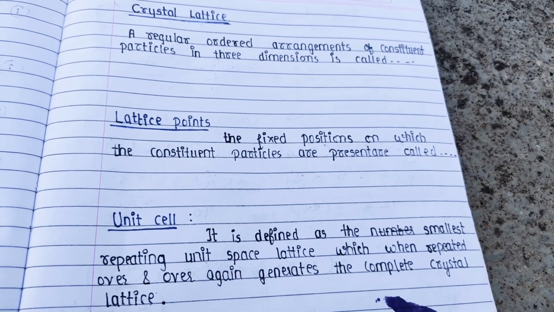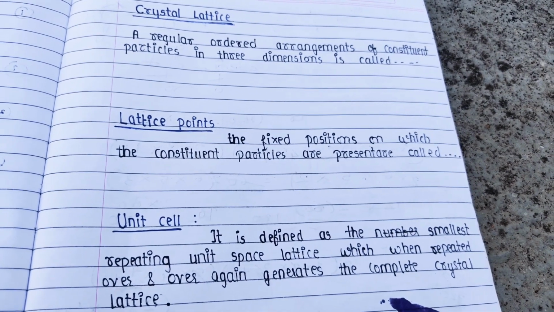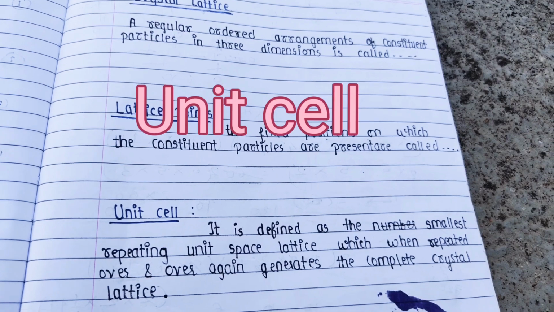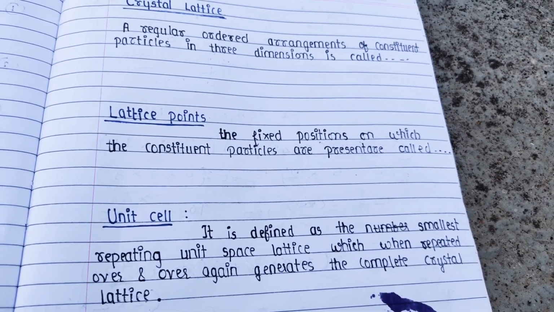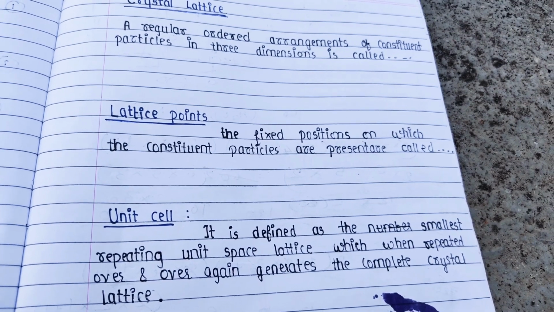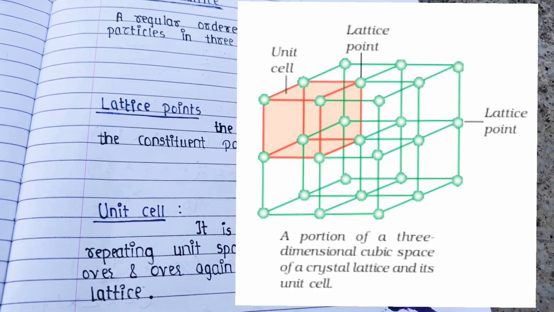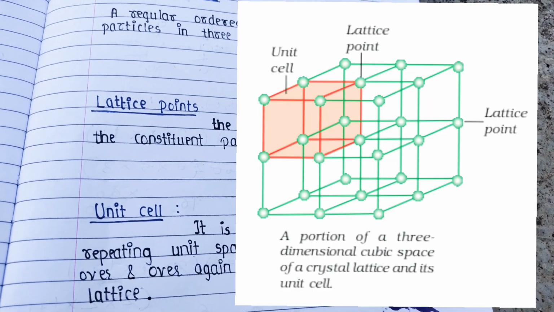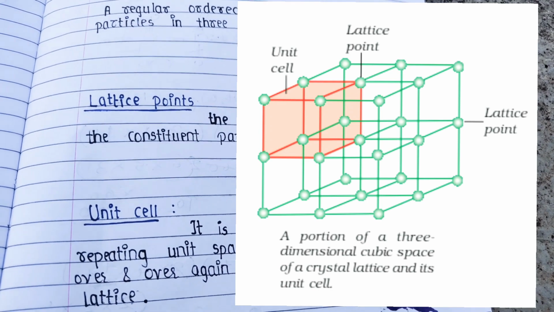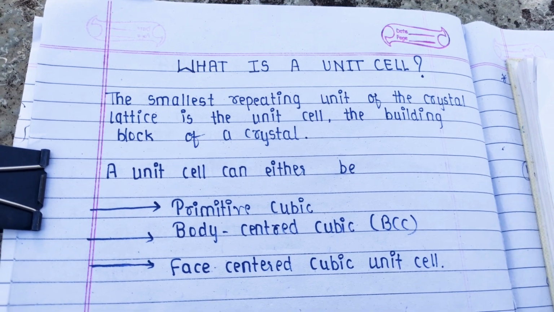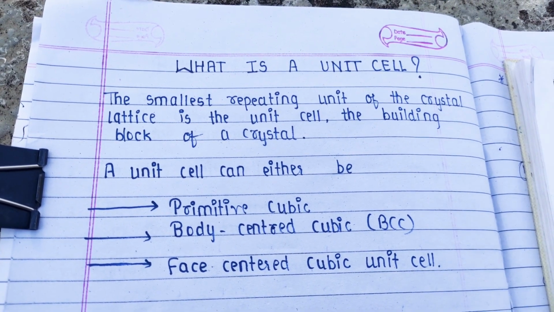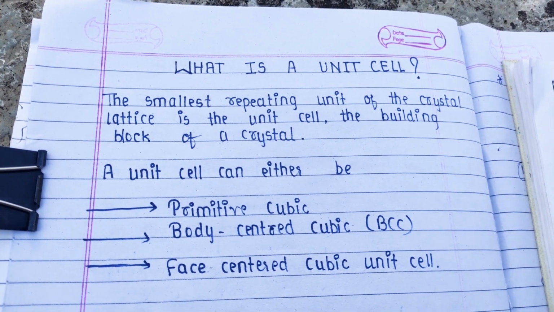In the last video, we have learned about crystal lattice and lattice point. So next one is the unit cell. It is defined as the smallest repeating unit of the space lattice, which when repeated over and over again generates the complete crystal lattice. We will discuss the unit cell in brief. What is a unit cell? The smallest repeating unit of the crystal lattice is the unit cell, the building blocks of crystals.